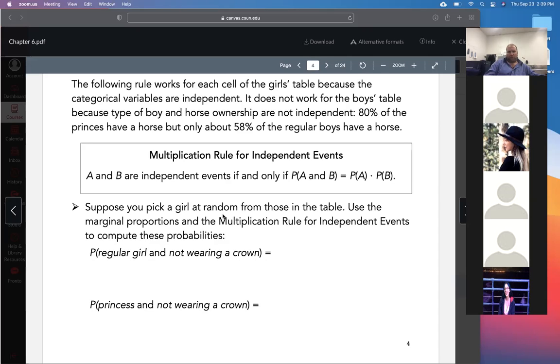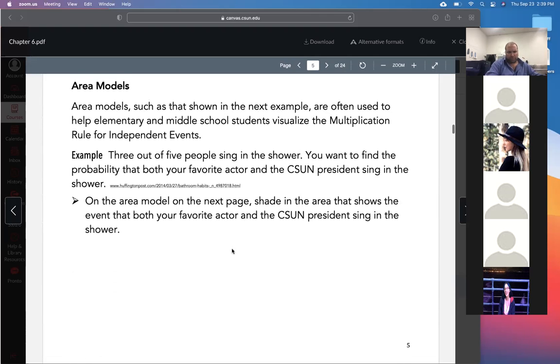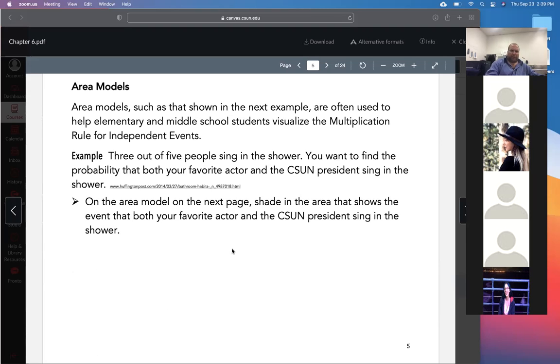Okay. So this is the rule. We don't have to do this because we did it already, but let's go to area models. Area models, such as the one shown in the next example, are often used to help elementary and middle school students visualize the multiplication rule for independent events.